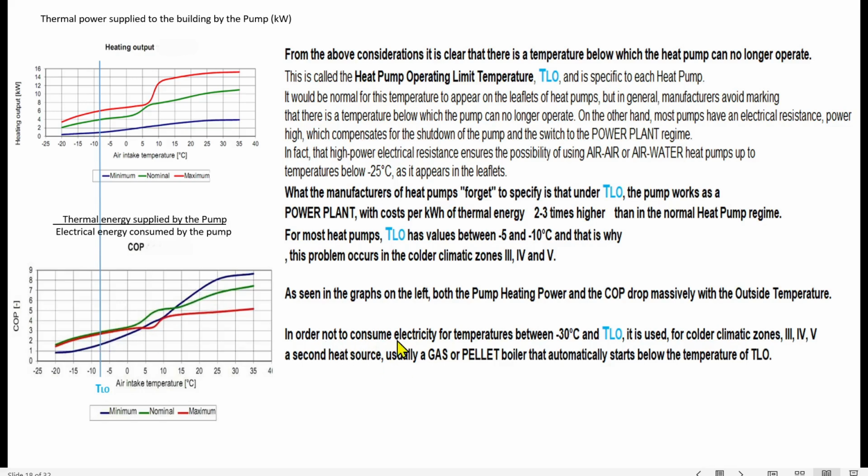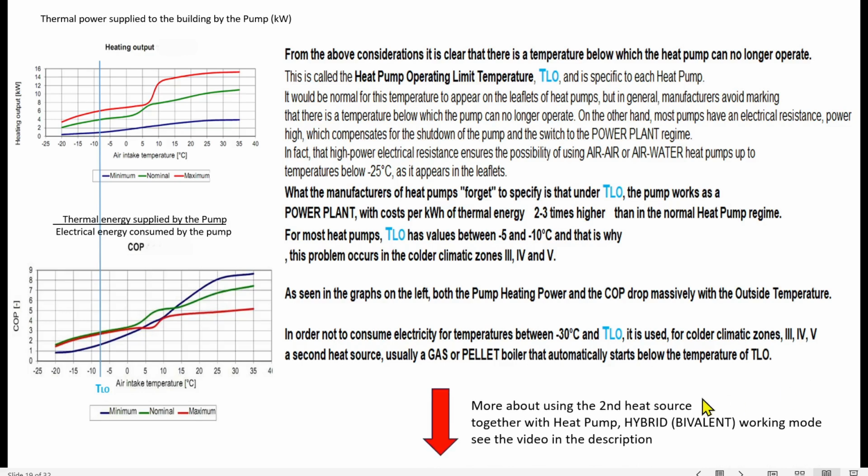In order not to consume electricity for temperatures between minus 30 and TLO, for colder climate zones 3, 4, 5, a second heat source is used, usually a gas or pellet boiler that automatically starts below the temperature of TLO. For more about using the second heat source together with a heat pump, a hybrid or bivalent working mode, see the video in the description.